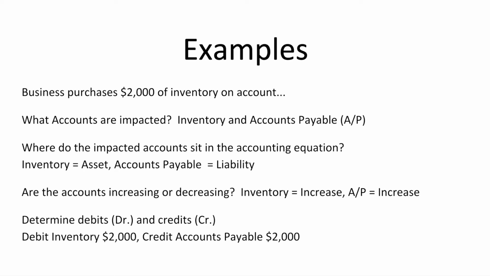And are the accounts increasing or decreasing? Well, the inventory is increasing because it's coming into the business. And we have this new debt that's increasing. This accounts payable is increasing also. So inventory is an asset. It's on the left, so it goes up on the left. So we're going to debit inventory. And then accounts payable is on the right, and it's increasing, so it's going to increase with a credit. So we're going to credit accounts payable. And so again, it's that same process working itself out.